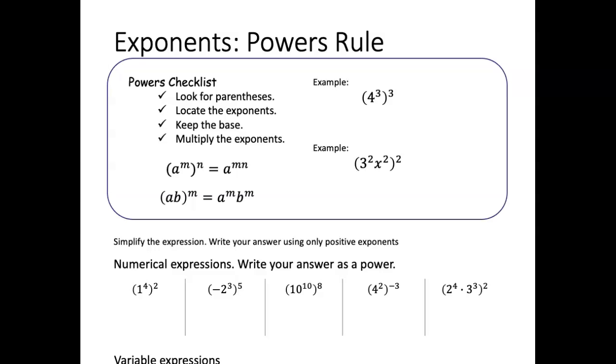So we've already talked about the product rule. Product rule was where we have multiplication between the bases, therefore we add the exponents. We talked about the quotient rule, where we have like bases and we're dividing the like bases, so we subtract the exponents. And in our last exponent rule, we have the powers rule.